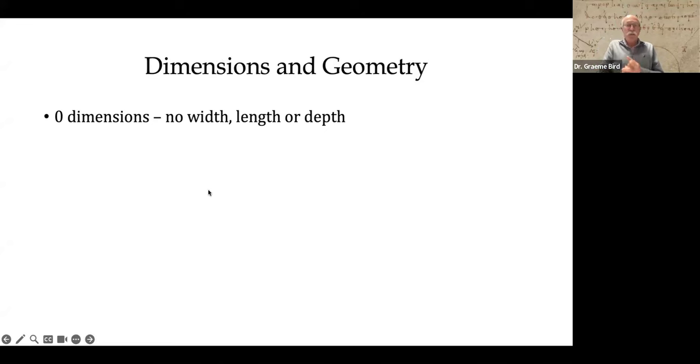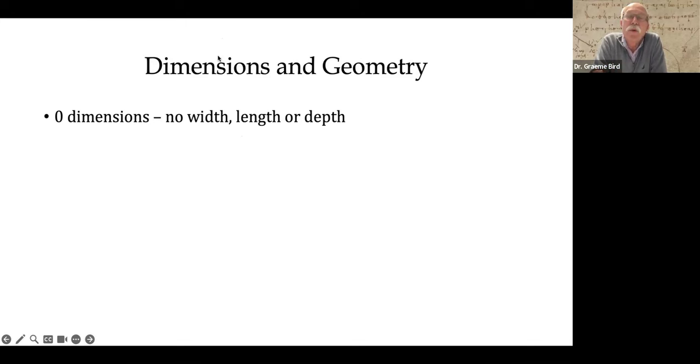Okay, so let's get a little mathy. So we start with 0 dimensions. And so, William, I'm sure you know this. Can folks in chat think of something that has 0 dimensions, that has no width or length or depth? And you might think, well, anyway, what do you think? Let's see. Kimberly, yes, a point.